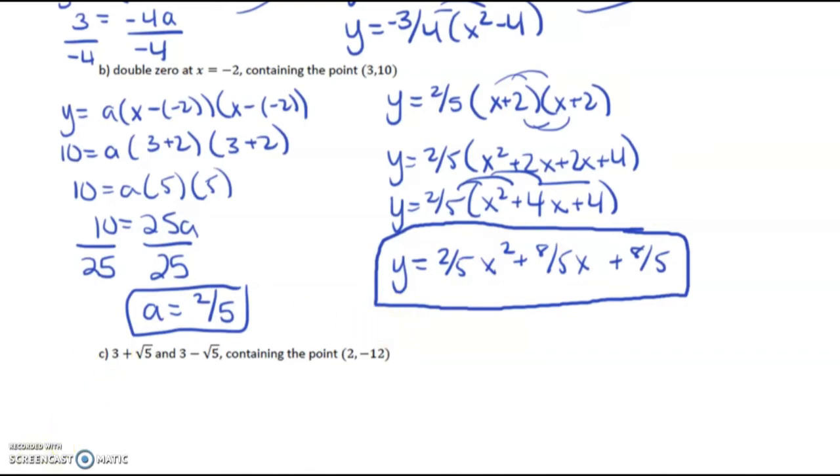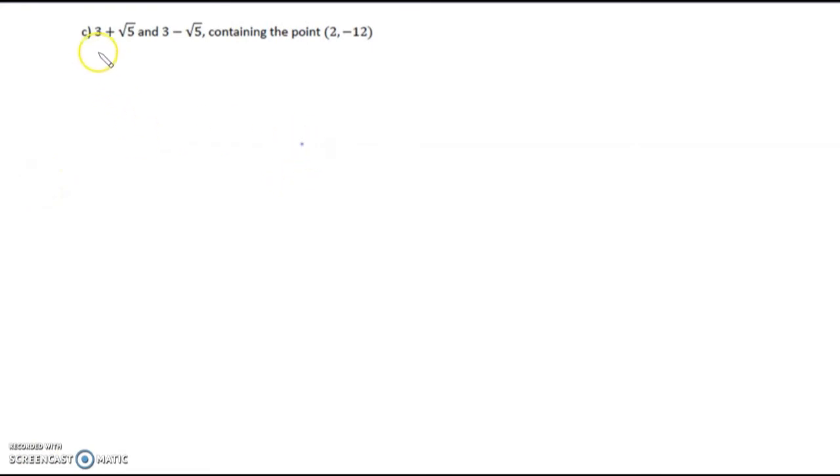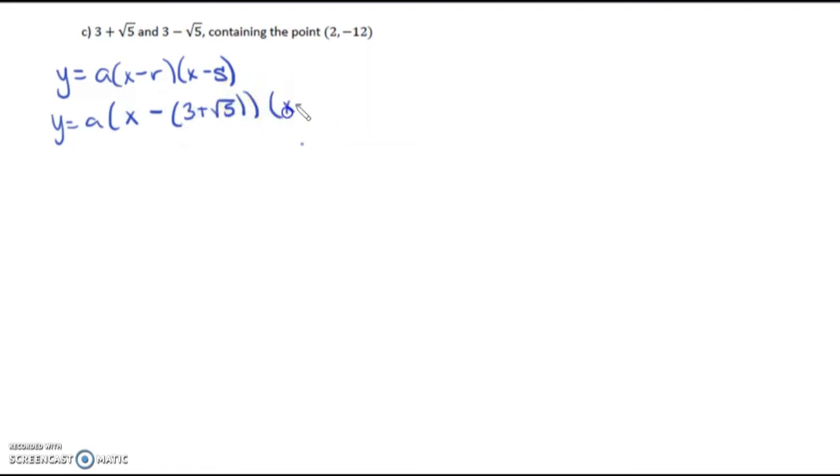And I'm just going to move this up. Okay, so now we have 3 plus root 5 and 3 minus root 5. So where do we see roots such as these? Well, we see them when we use the quadratic formula, right? So they come up. So let's sub them in. Exactly where r is, we're going to sub in 3 plus root 5. And exactly where s is, we're going to sub in 3 minus root 5.